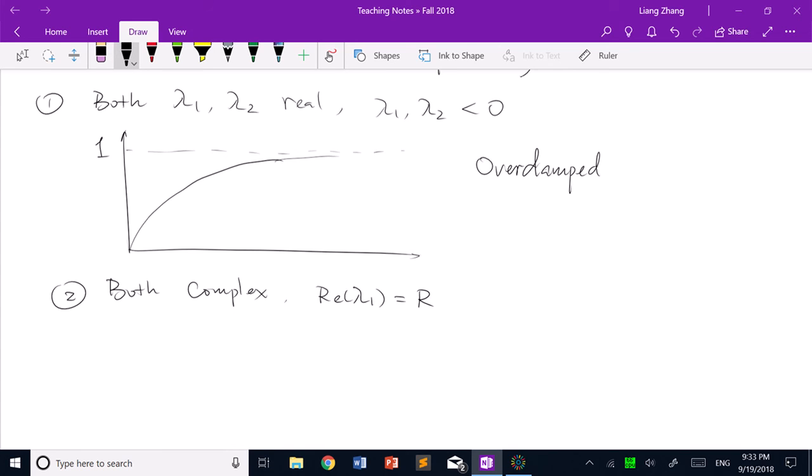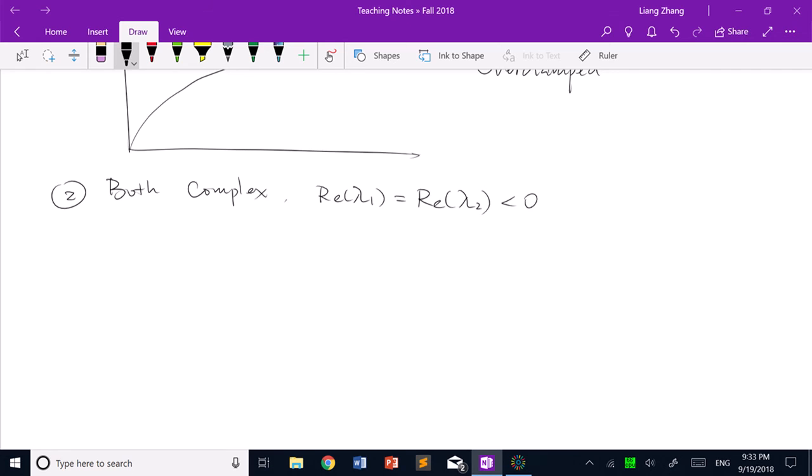Second is when both roots are complex. Both of them have imaginary parts, and because they are the roots of a quadratic equation, when both of them are complex, they're actually complex conjugates. So both of them will have the same real part. Both roots have the real part being negative.